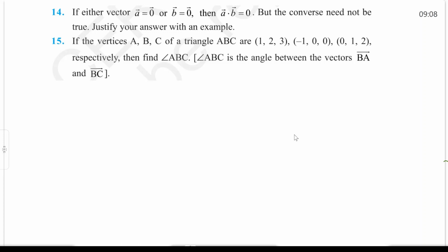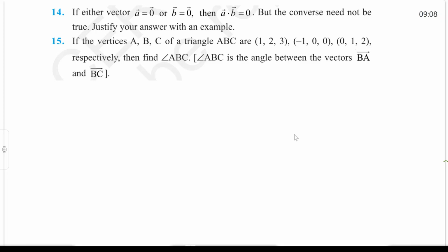So this is our next question, number 14. In this question it is given that if either of the vectors a bar is equal to 0 or b bar is equal to 0, then obviously the dot product is equal to 0. This is the obvious case, but the converse need not be true. It is given in the question.